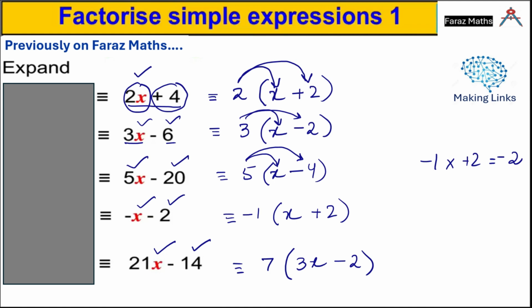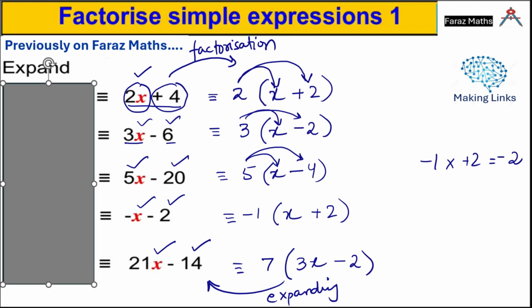So here we did the factorization. That is the process of factorization. And if you invert it, 7 times 3x will give you 21x, and then 7 times minus 2 is minus 14. That is expanding. So factorization and expanding are the inverse of each other. Okay, now if I show you, you got the same answer here.